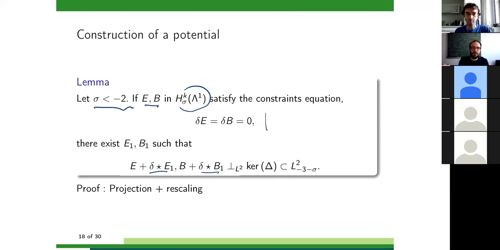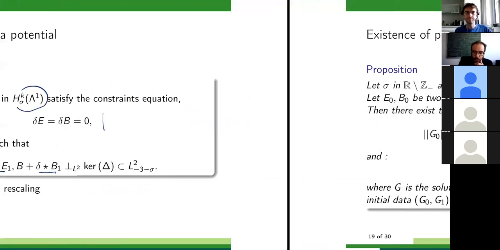There's really nothing there. This is really a down-to-earth calculation. So this E1 and B1 would belong to some finite dimensional space, and they will belong to the image of delta. So they are good.